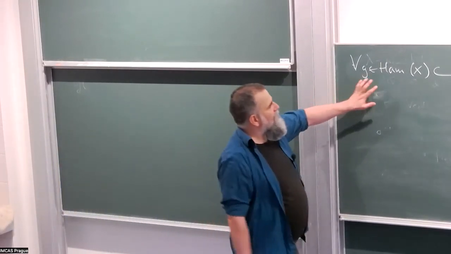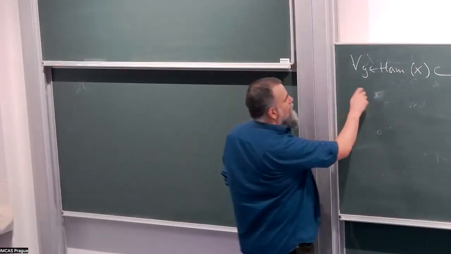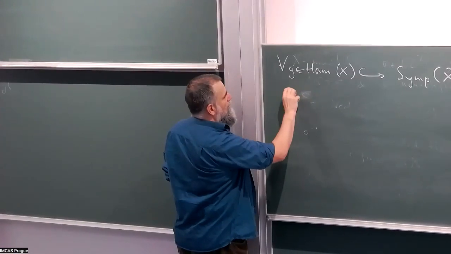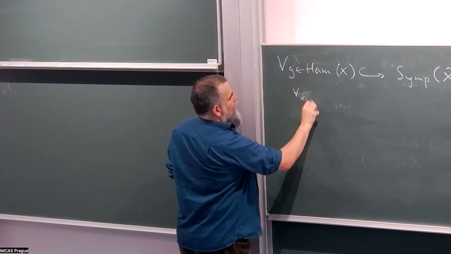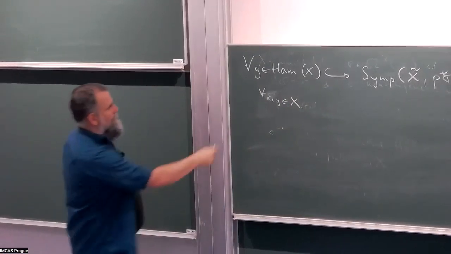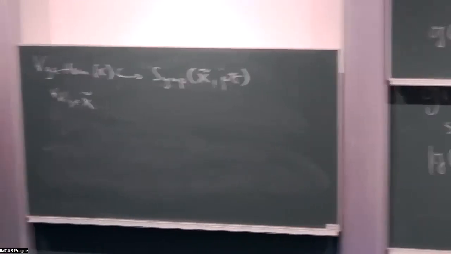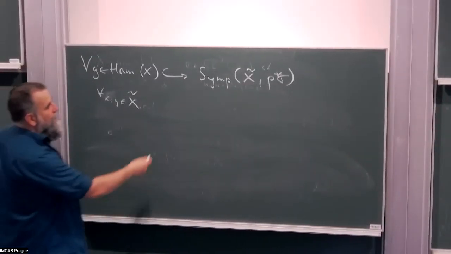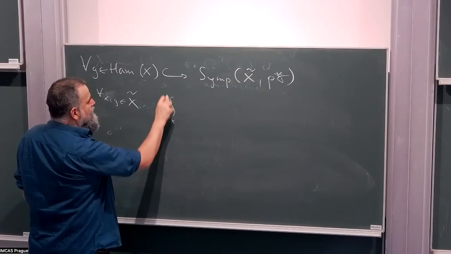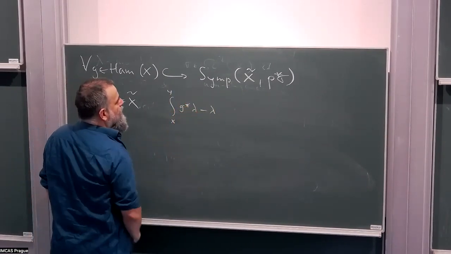So for every element of this group, viewed as a subgroup of this group, there are 2 points, X and Y, or say lifts of those points, such that this integral from X to Y of G star lambda minus lambda is not trivial.